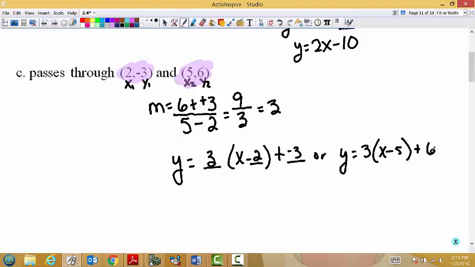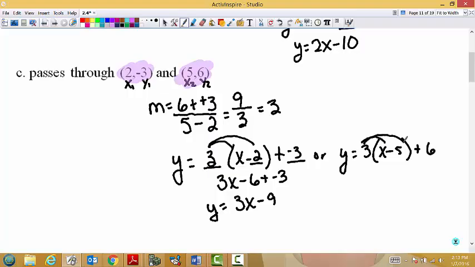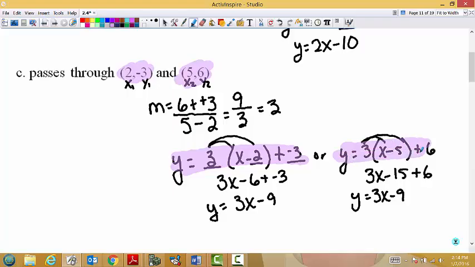And now you got some options. You could leave it like this. However, again, if it's multiple choice, you want to keep going. So it'd be 3x minus 6 plus negative 3, which is 3x minus 9. And regardless of which point you pick, you're going to get the same thing. That's 3x minus 15 plus 6, which is 3x minus 9. So it doesn't matter which point you use. And again, if it's not multiple choice, you can leave it just like this or just like this, and I'm perfectly happy with that.